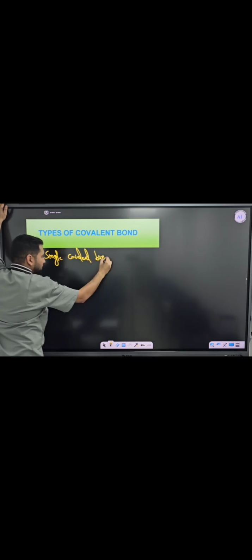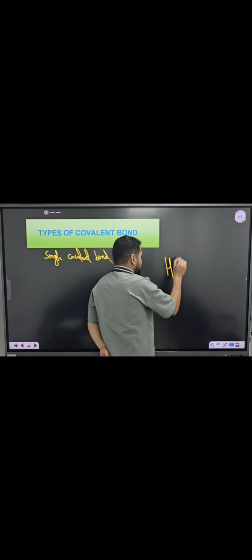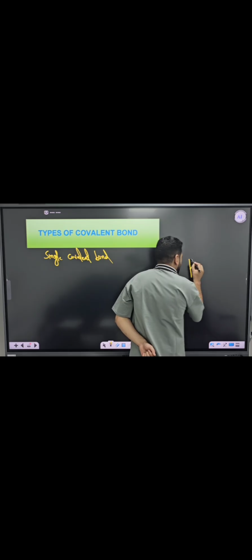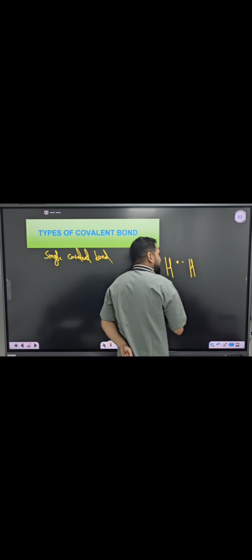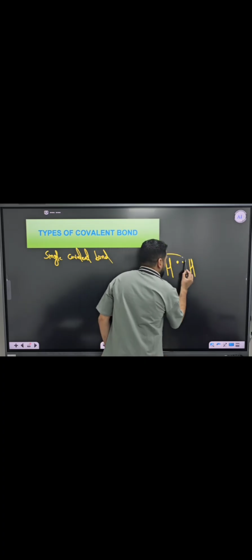Single covalent bond. For example, I'm talking about hydrogen. Hydrogen, in order to gain stability, needs how many electrons? Since this hydrogen has only 1 electron, in order to gain stability it needs 1 more electron, and this is 1 more hydrogen with 1 electron. If they share these electrons with each other, they will gain stability.